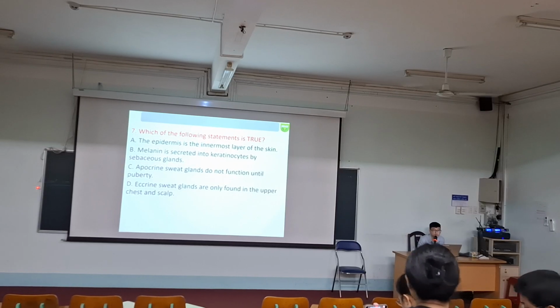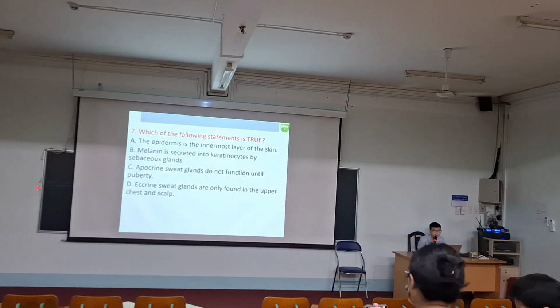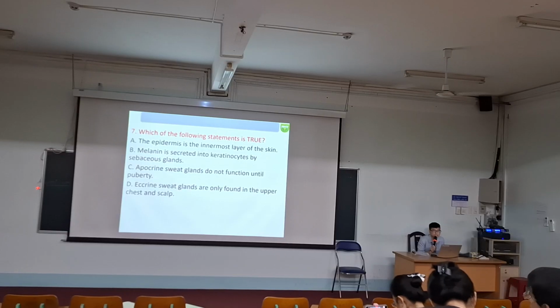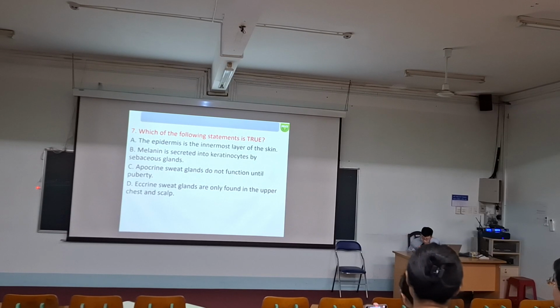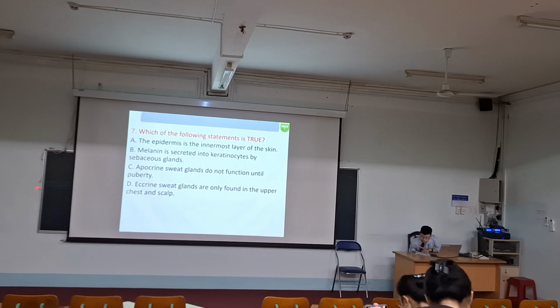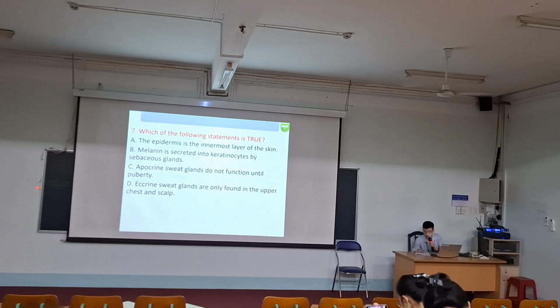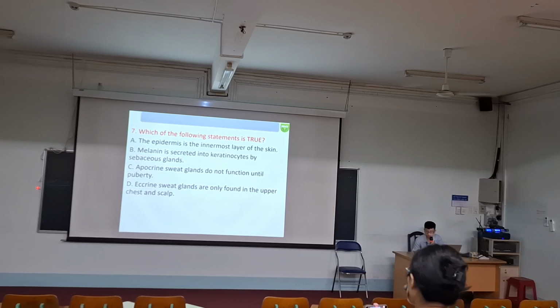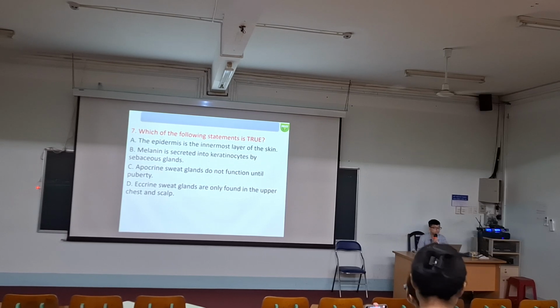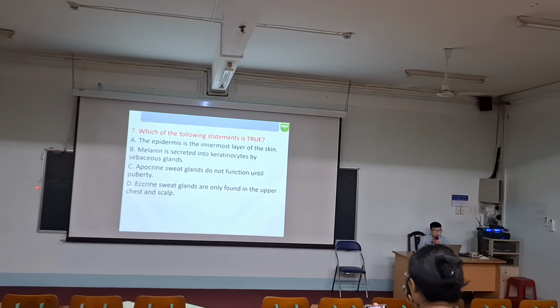Melanin is secreted into keratinocytes by which gland? Not sebaceous glands. Okay, so you can see here: melanocytes reside in the basal layer and secrete melanin into surrounding keratinocytes by protrusions, not by sebaceous glands. Okay. C. Apocrine sweat glands do not function until puberty. True or false? True.